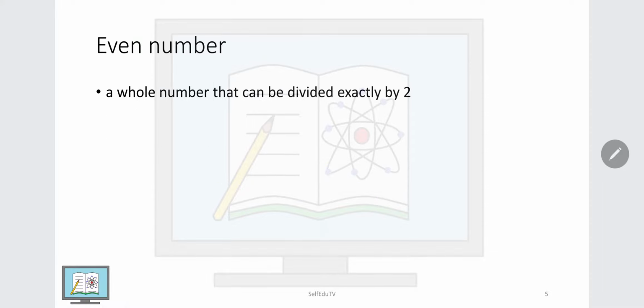An even number is a whole number that can be divided exactly by 2. So examples: even numbers start from 2, 4, 6, 8, 10, and so on. All these numbers are divisible by 2.